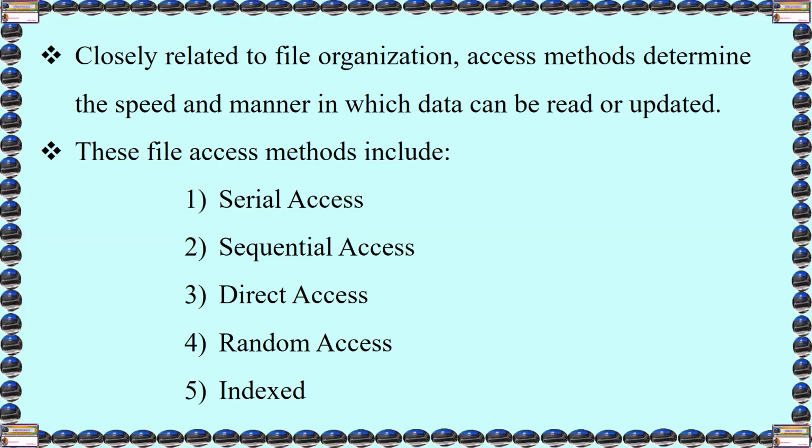Let's begin by looking at the serial access, but it's also important to note that we have another method that we call indexed. The same methods that we had in file organization in part 30 of the series are the same that we are having as access methods. We have the serial organization, sequential organization, the direct or random organization, and we have the indexed organization.